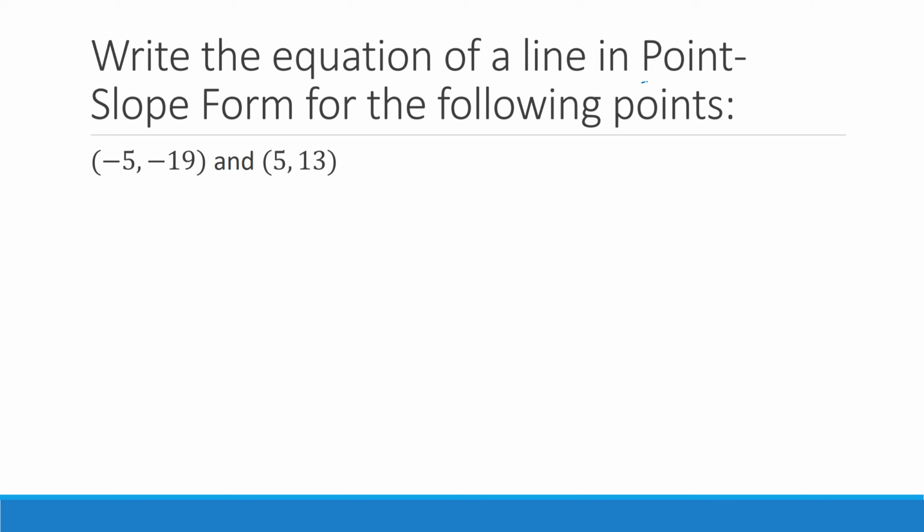In point-slope form, obviously we need a point. Well, I have two, so I'll be able to choose one of them, but also I need the slope. So let's find the slope first. You guys are pros at finding the slope by now.